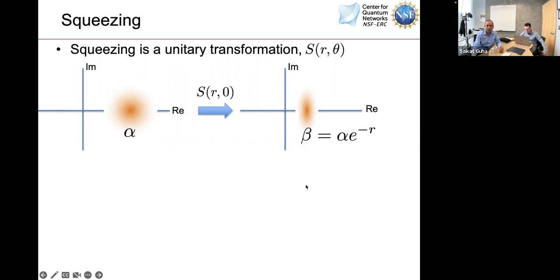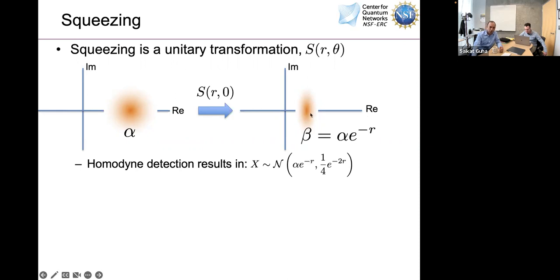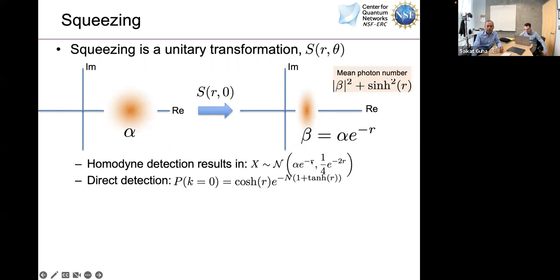But now for the squeezed state, that 1/4 changes to 1/4 times e to the minus 2r if you measure along this quadrature, and 1/4 times e to the plus 2r if you measure along this quadrature. But the mean also shifts from alpha to alpha times e to the minus r. Well, homodyne detection after squeezing doesn't quite change the error probability for BPSK modulation.